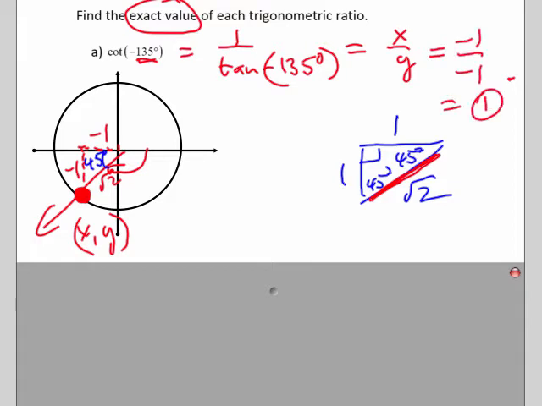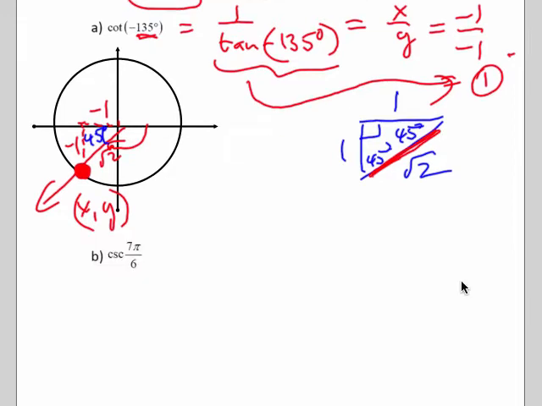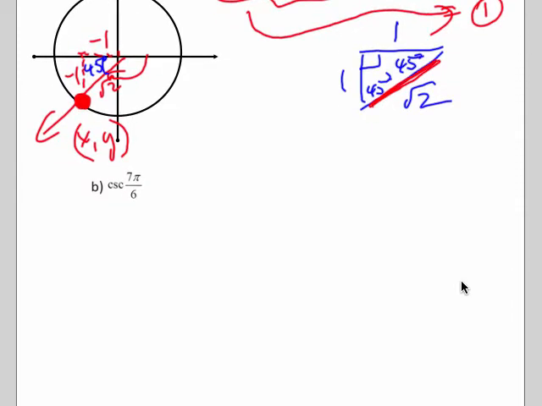Now it turns out that since the answer is 1, if we had simply typed this into our calculator, it would also have indicated that our answer was 1. But if the answer had involved a radical or something, we would have had to use this method to establish the exact value.